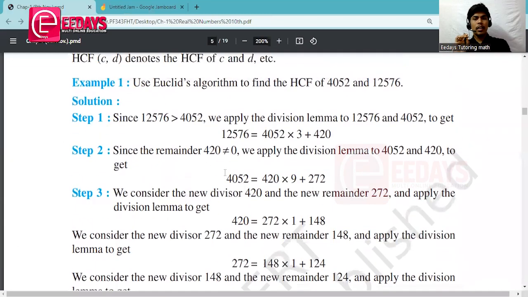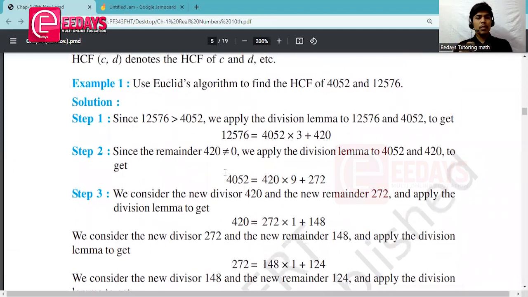Yeah. So let's solve example 1. Use Euclid algorithm to find the HCF of 4052 and 12576. These are huge numbers. How can we solve? So first, you take the bigger number, 12576. If you multiply 4052 into 3, you will get the remainder 420. Still, the remainder is not equal to 0. That's why you take 4052 as the dividend, and divide by the remainder 420. You'll get remainder 272.